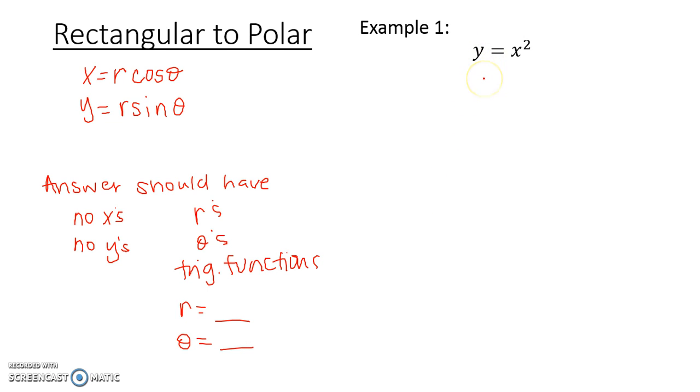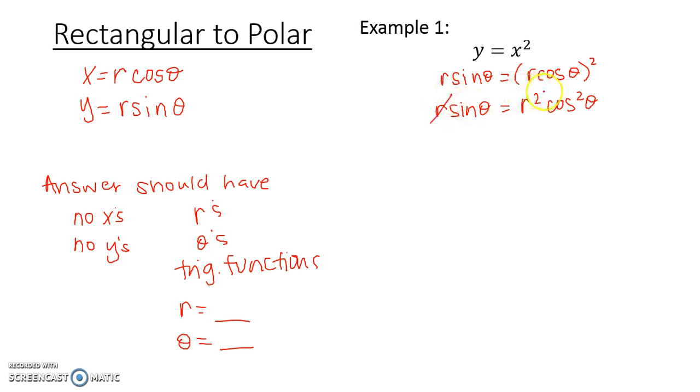The first thing we want to do is change our x's and y's using this. So y is actually r sine theta, then equals x is going to be r cosine theta. So that is going to be squared, which means that's actually r squared times cosine squared of theta. Make sure you're not squaring your theta, you're squaring your cosine because the theta is stuck inside that cosine.